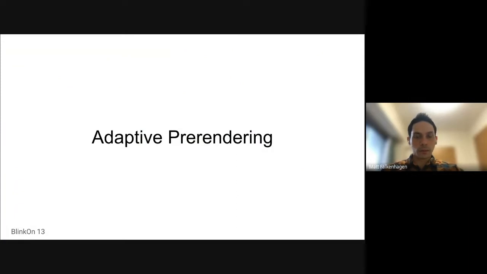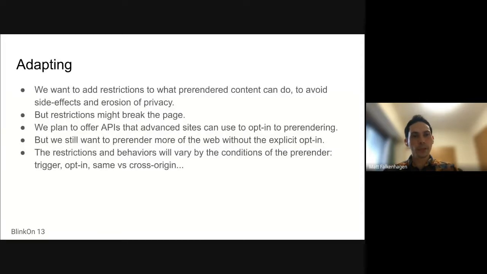So we've talked a little bit about dangers of pre-rendering, and now we'll go into more detail about what the risks and mitigations are. Basically, we want to be careful with what pre-rendered content can do, because if we allow it the full capabilities of an active page, it can cause undesirable side effects. It can break some privacy guarantees. So we do want to restrict these pages.